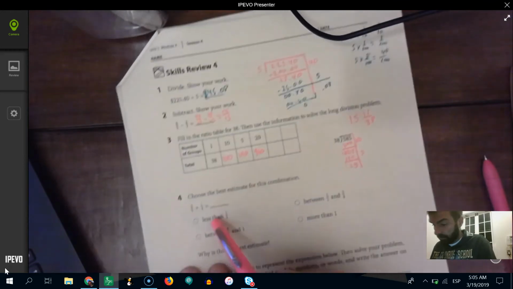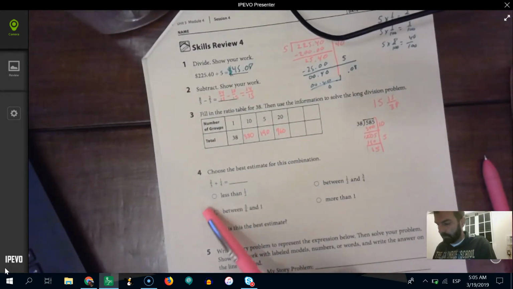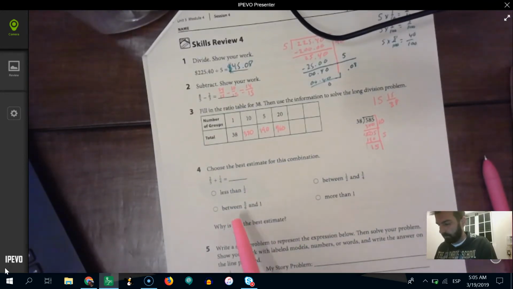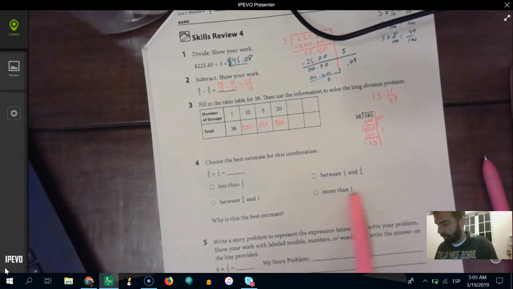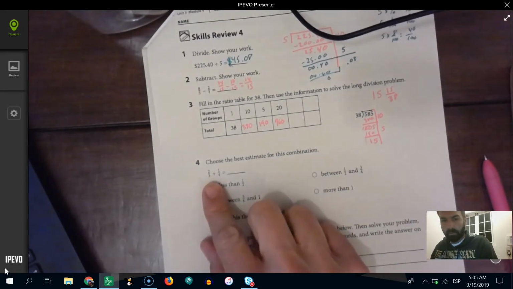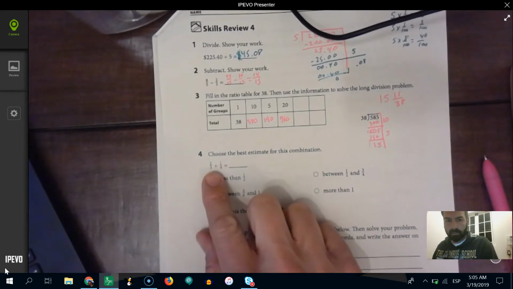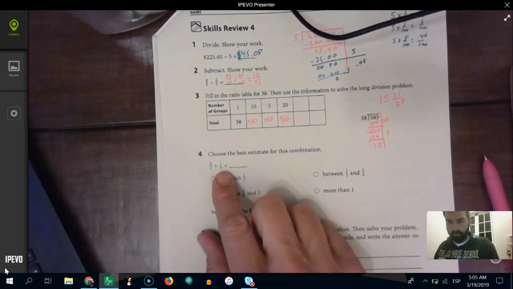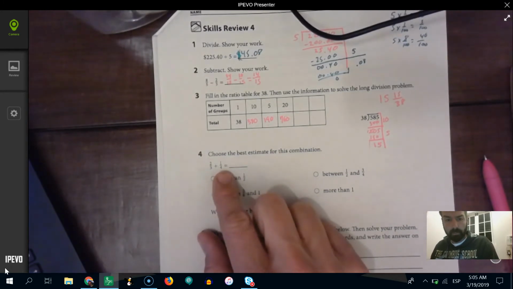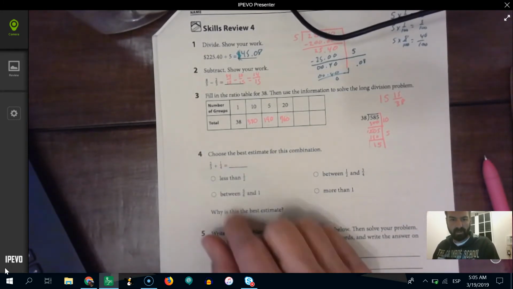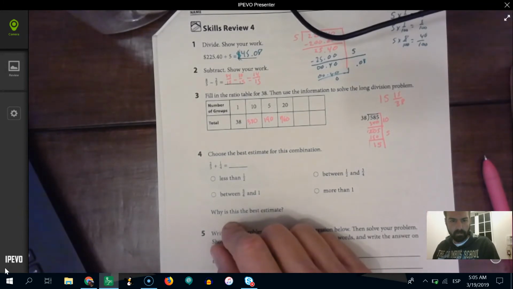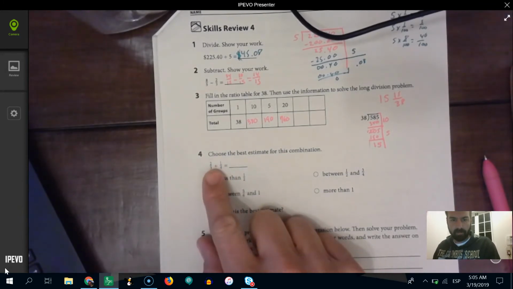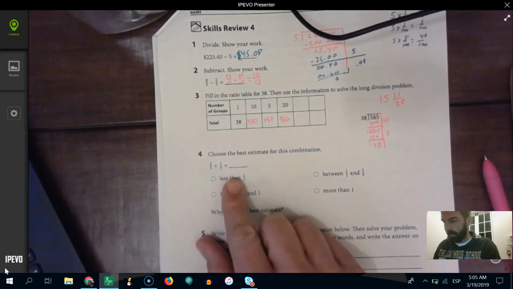Cool. Okay. Choose the best estimate for this combination. 2/3 plus 1/4. Is it less than half, between 5/6 and 1, between half and 3/4, more than 1? Alright, so 2/3 is less than 1. It's about 1/3. It's 1/3 away from 1. We have 1/4, which is close to 1/3, but not much. So I think my answer is going to be close to 1. Certainly not going to be less than a half, because 2/3 is more than a half, and I'm adding to it, so that can't be.